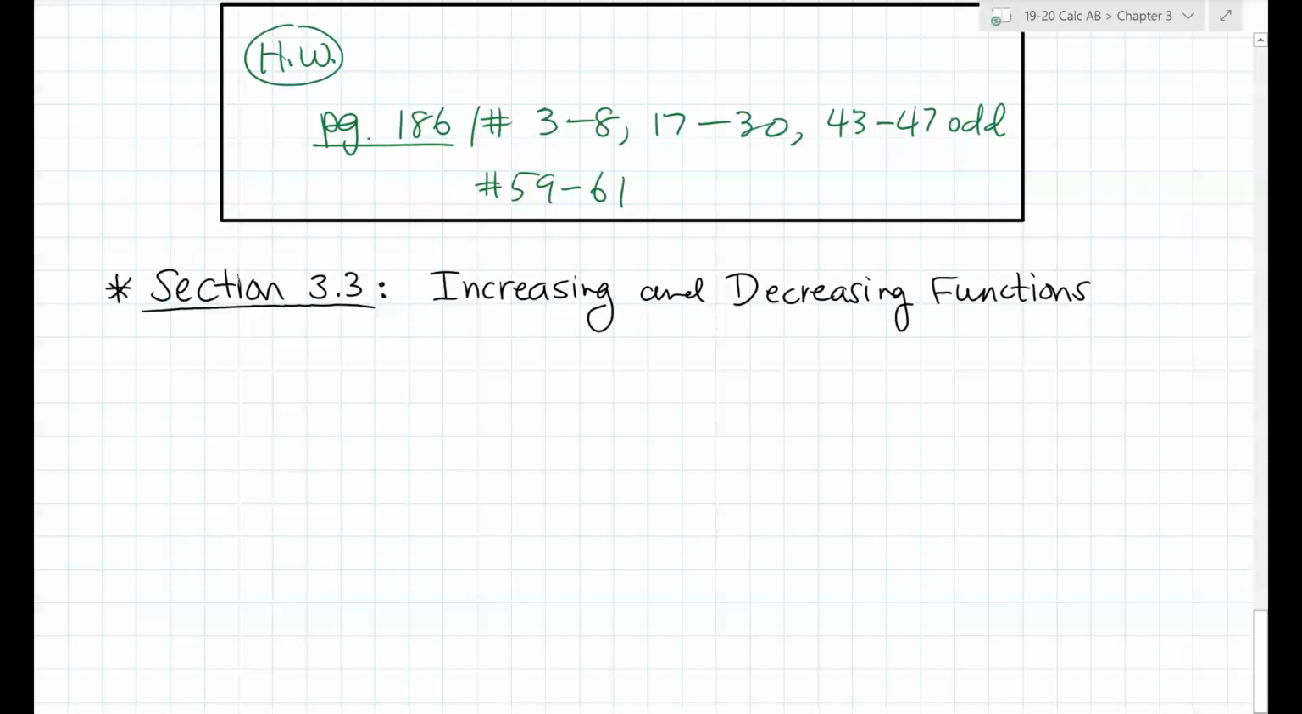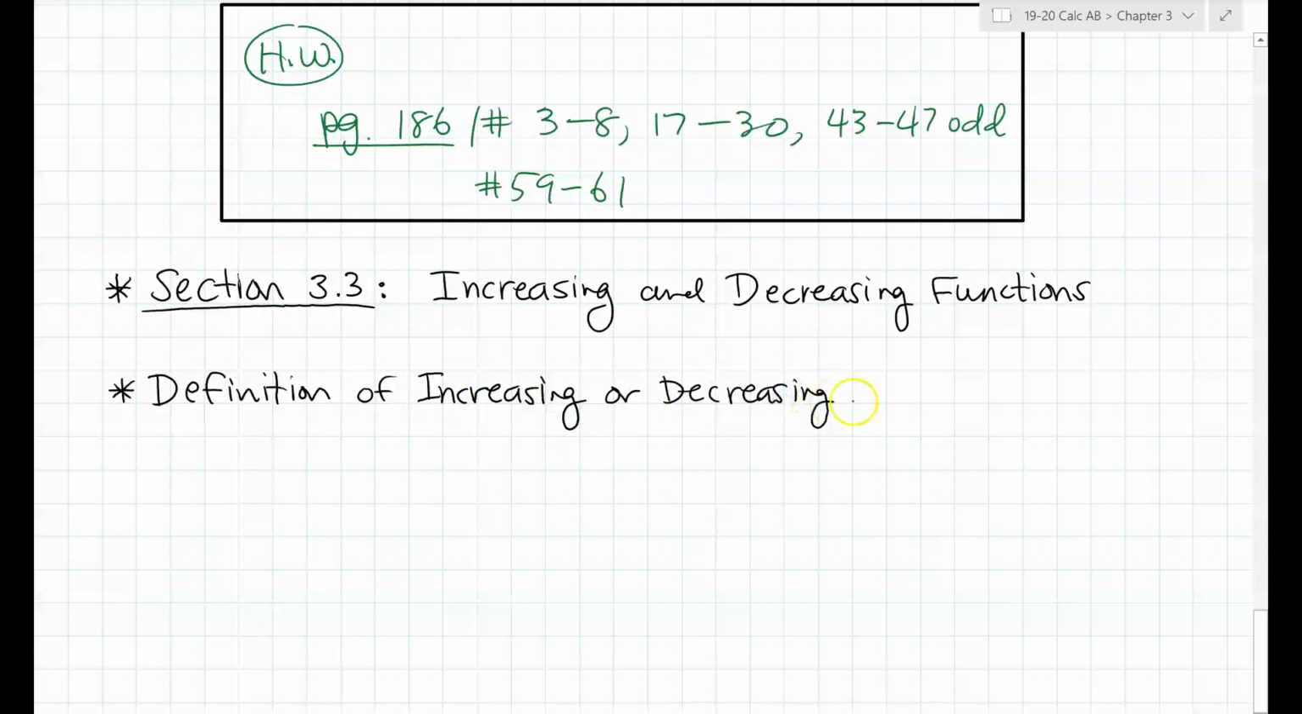And in order to do that, we're going to have to figure out how we can find if a function is increasing or decreasing. Okay, so there's a definition. I'm going to write it out for you guys. Again, something we've already talked about, but let's at least give this to you guys. So this is the definition of increasing or decreasing functions.